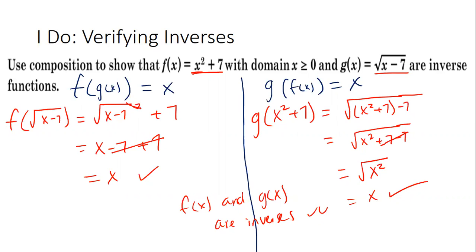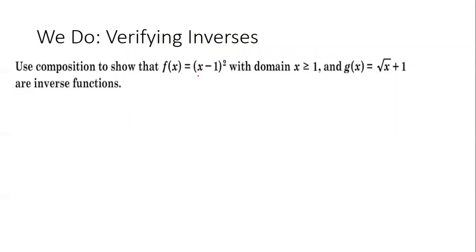All right, let's try another one. Now, again, if these hadn't come out to equal x, they wouldn't be inverses, right? You got that? So here we have x minus 1 squared, and we have the square root of x plus 1.